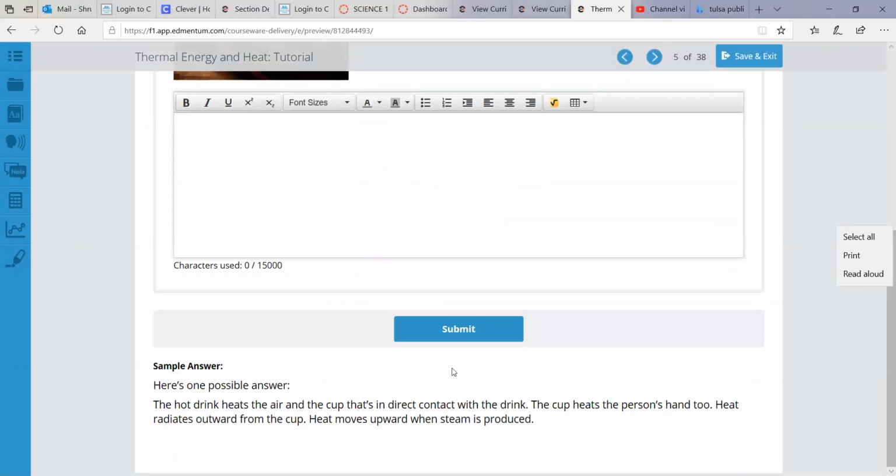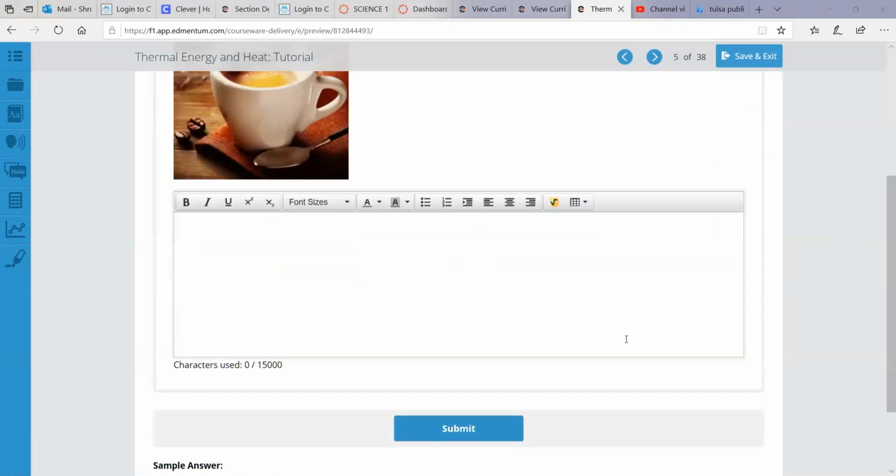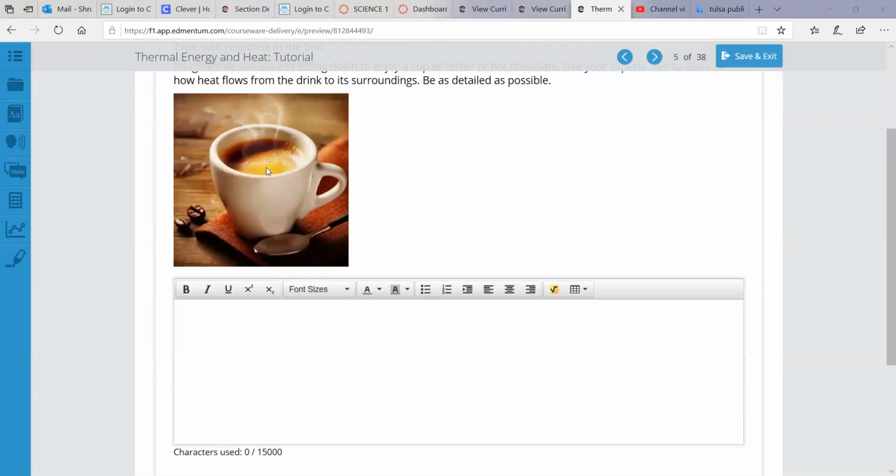A sample answer: the hot drink heats the air in the cup that's in direct contact with the drink. The cup heats the person's hand too. Heat radiates outward from the cup. Heat moves upward when steam is produced. So that's a pretty good explanation. This hot cup of coffee or tea is heating up the cup, and that cup can also heat up your hand if you're touching the cup directly. And then there's also steam. So heat is rising from the coffee to the air and radiating outwards.